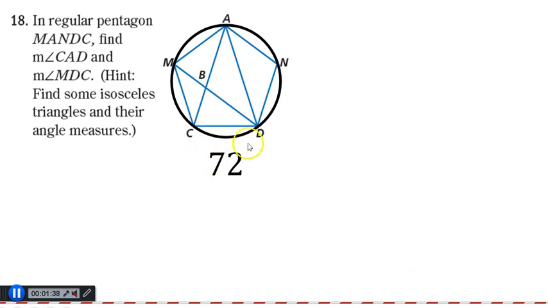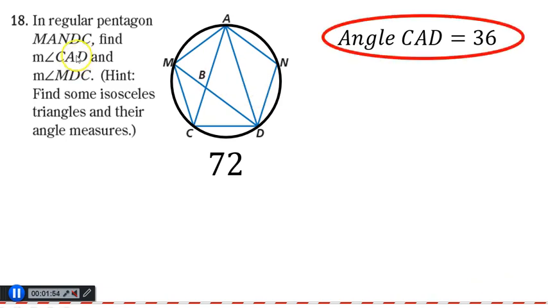Now, the reason that this is helpful is because this intercepted arc is double the angle measure of C, A, and D. So if this is 72, that means CAD has to be 36, because that's half of it. So angle CAD, first one we're supposed to find, has got to be 36 degrees.